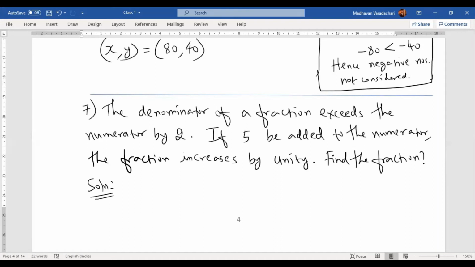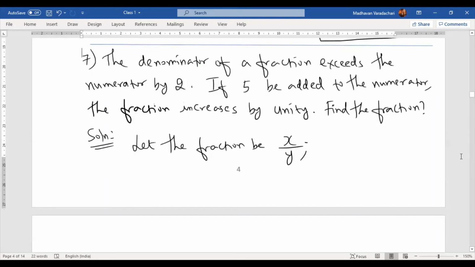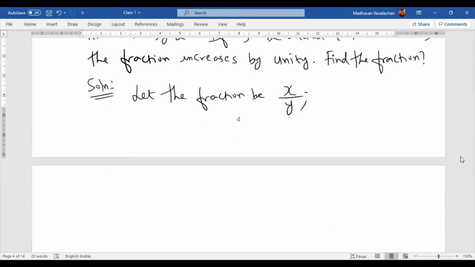So let us consider the fraction as, let the fraction be x by y. That is a fraction, right? Now, something is given. What is given? The denominator of the fraction exceeds the numerator by 2. Exceeds the numerator by how much? By 2. That is what is given.